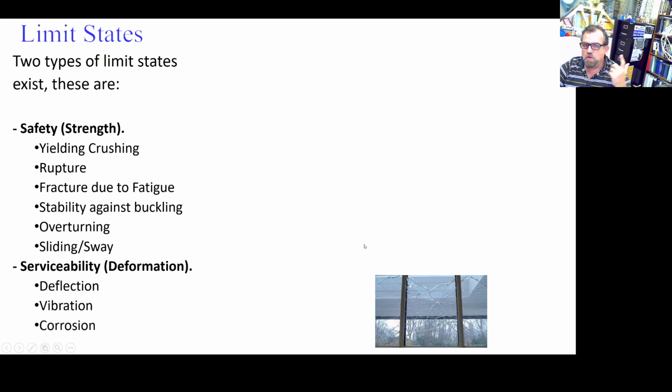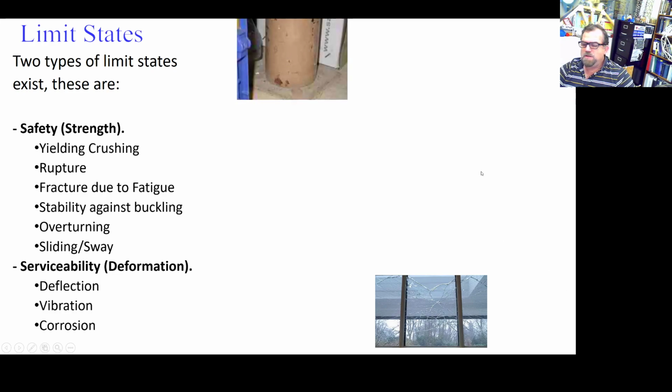Corrosion. Is corrosion important? Yes. Wait a second, why is corrosion here? It should be here, right? Because it's a safety issue. I don't know, it might be. Is that a safety issue? You see, it's corroded.